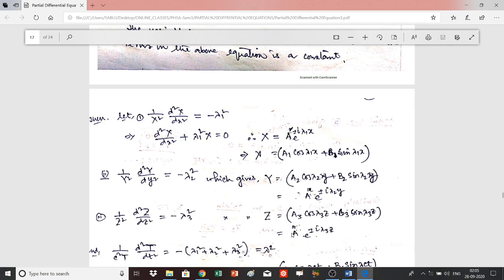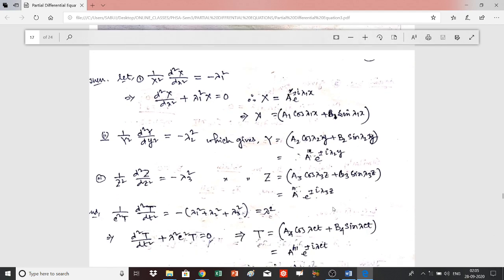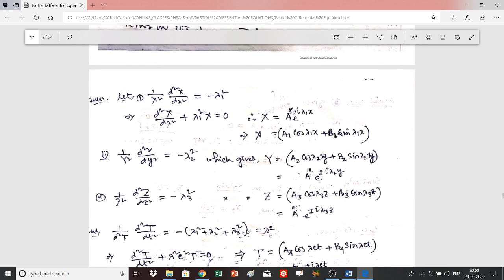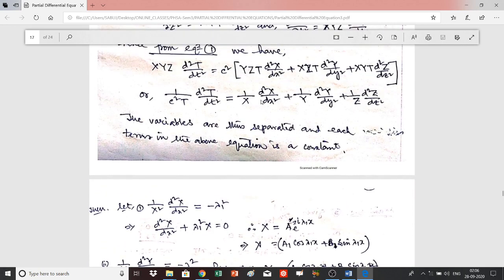That is equal to a triple prime, a 3 prime, a 2 prime, and e to the plus minus i lambda 3z. And finally, 1 by c square t d2t by dt square is equal to, since y is written in this fashion, because you know that this term is minus lambda 1 square, this is minus lambda 2 square, this is minus lambda 3 square, so this should be minus of lambda square, and lambda square should be the sum of all these terms, that is lambda 1 square, lambda 2 square, and lambda 3 square.